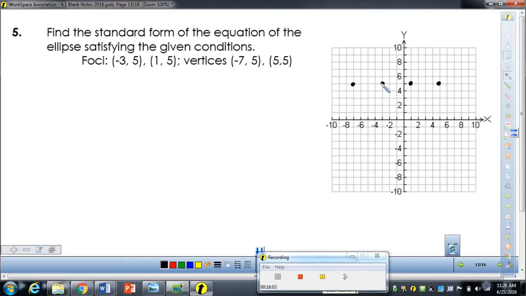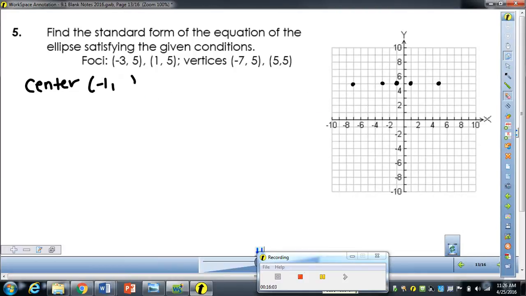But looking at the foci to start, we can actually count inwards in between. So there's 4 spaces in between the focus points. If we go 2 spaces in on either side, we're going to get to the center. So that's the first thing that we can determine, that this center is at -1, 5. Let me rewrite that there. It's supposed to be a 5.